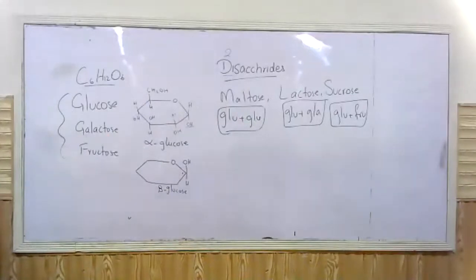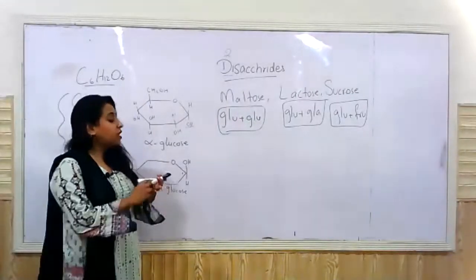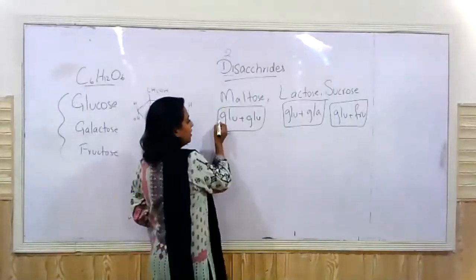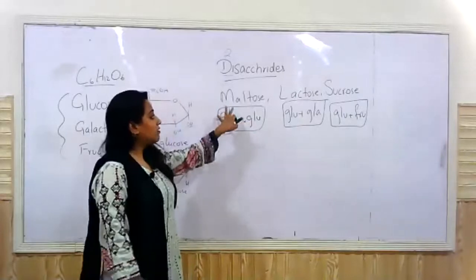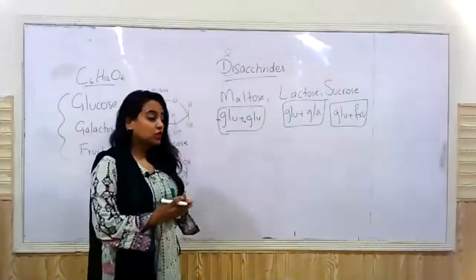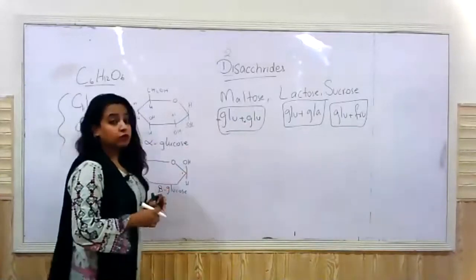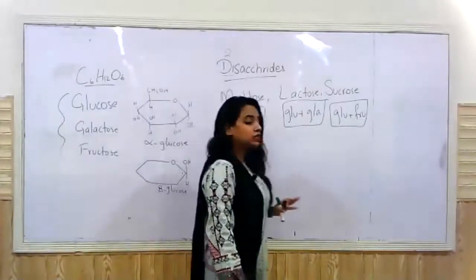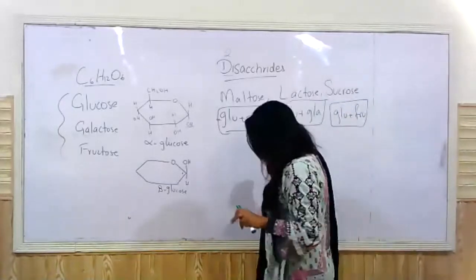Two alpha glucose molecules, because we've studied alpha glucose and beta glucose, right? So what? Two alpha glucose molecules, they join together giving rise to what? Maltose. So let me write the formulas or the ring structures for both the glucose molecules and then we'll see how they react, right? So here goes.